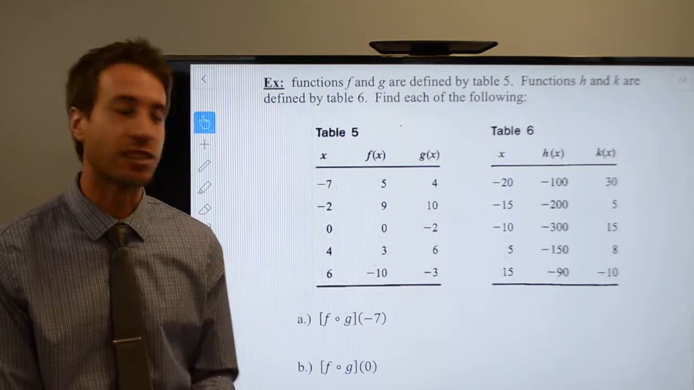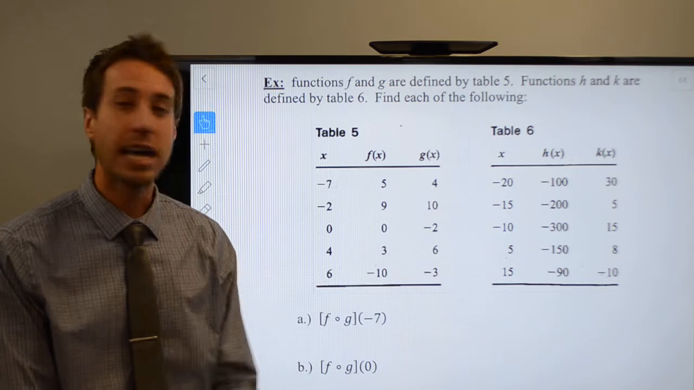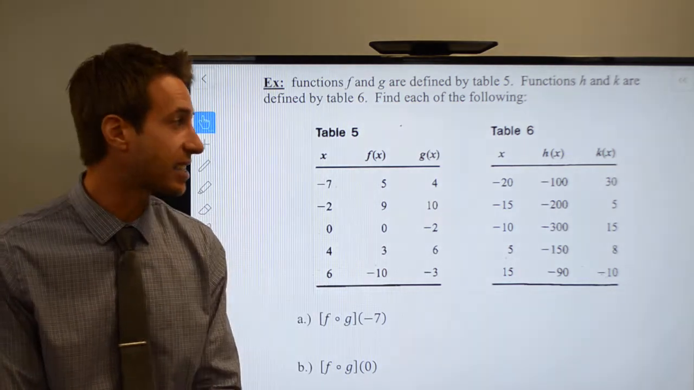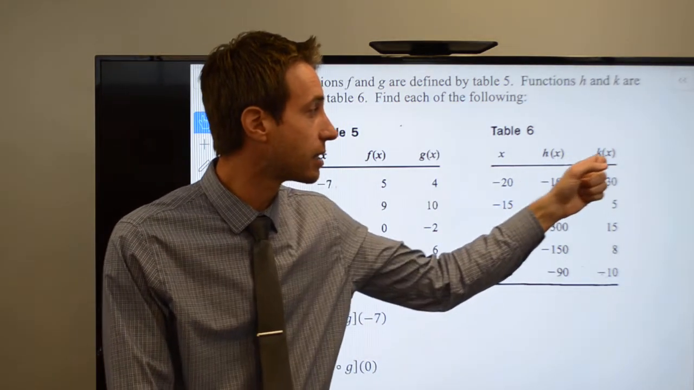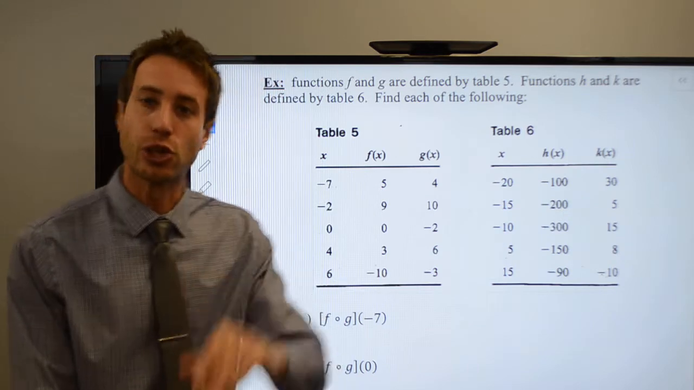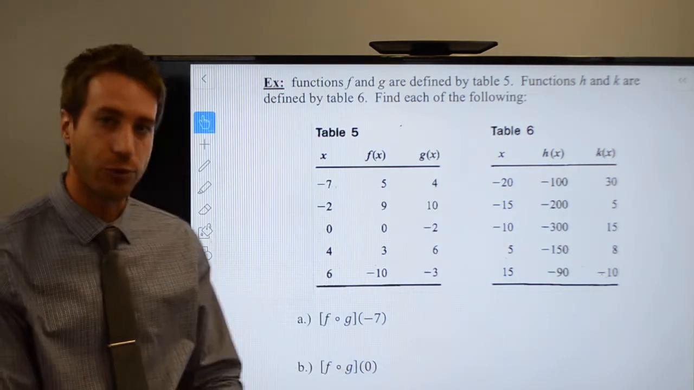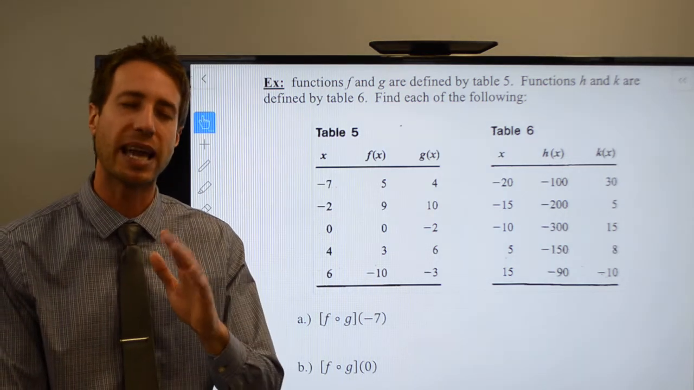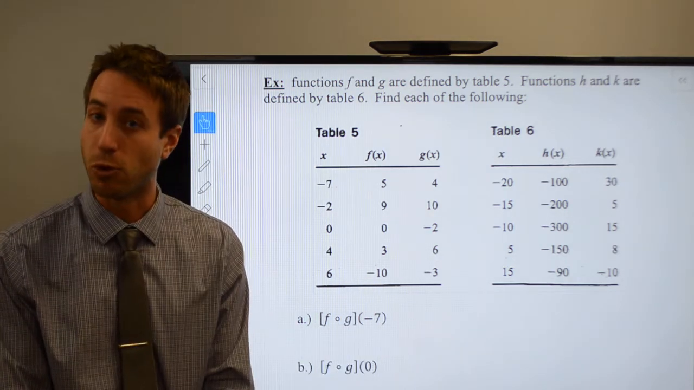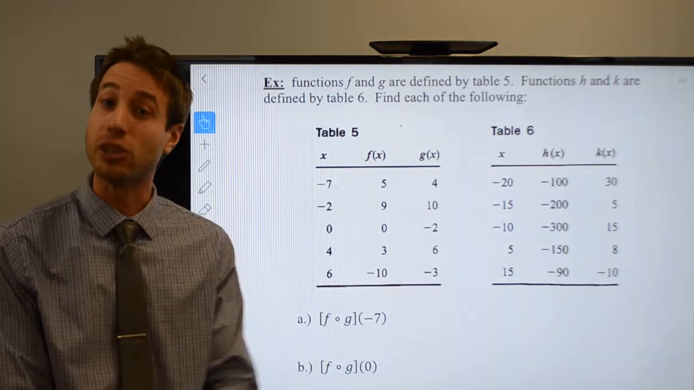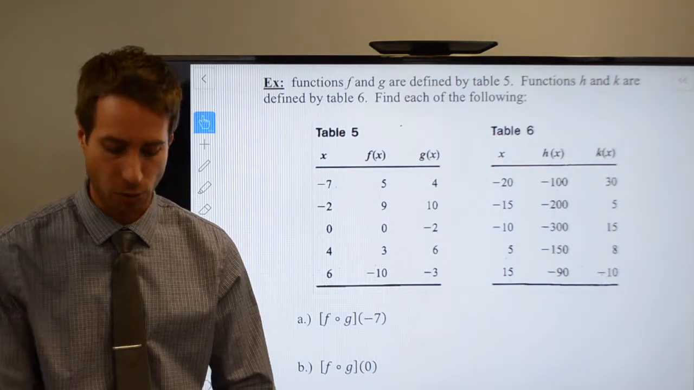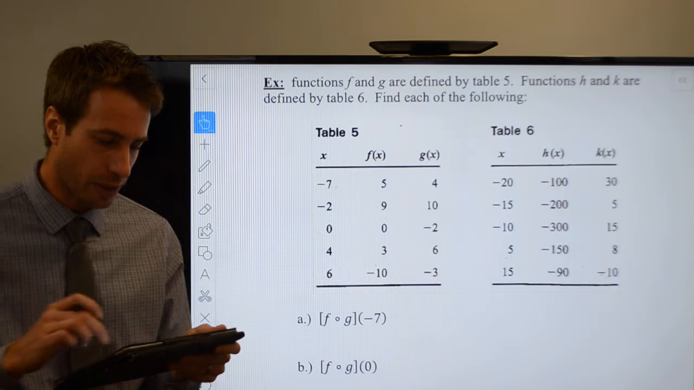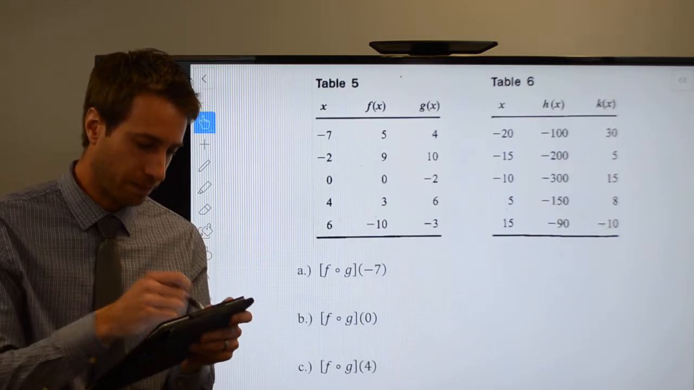Table 5 has the functions f of x and g of x. Table 6 has the functions h of x and k of x. So you want to be really careful as we work our way through the example problems. Some of them will be f of x, some of them will be h and g, some of them will be h and k. Please make sure that you use the proper table when doing these. And here we go. Let's take a look at the very first one.